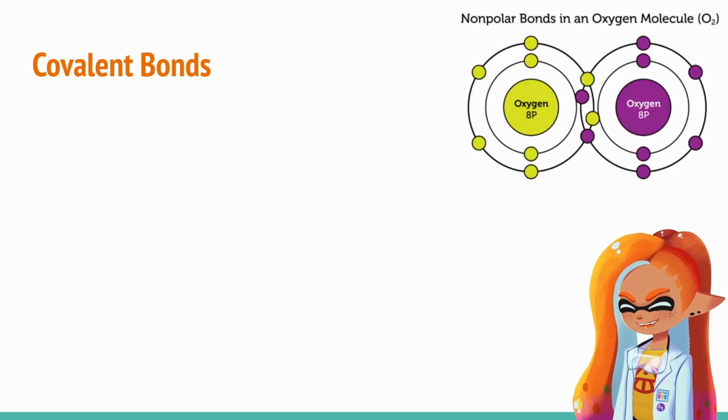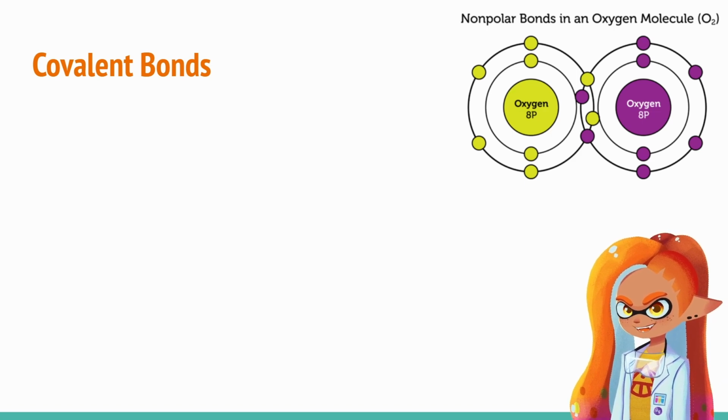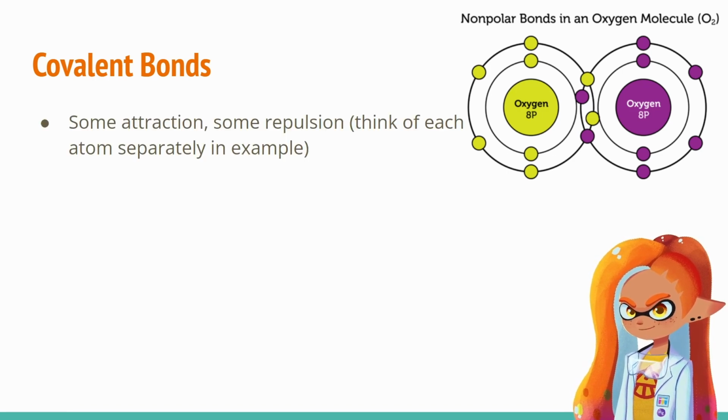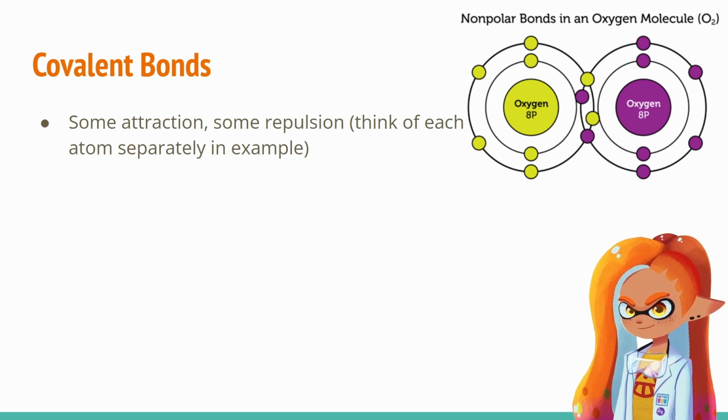In covalent bonds, as a reminder, we have electrons shared between nonmetals and other nonmetals. It could be a group of them, or just one atom and another atom of nonmetals, so just remember that. In covalent bonds, we have attraction, but we also have repulsion. We're going to use the example of the oxygen molecule above to talk about the different attractions and repulsions. First, let's talk about the attractions.